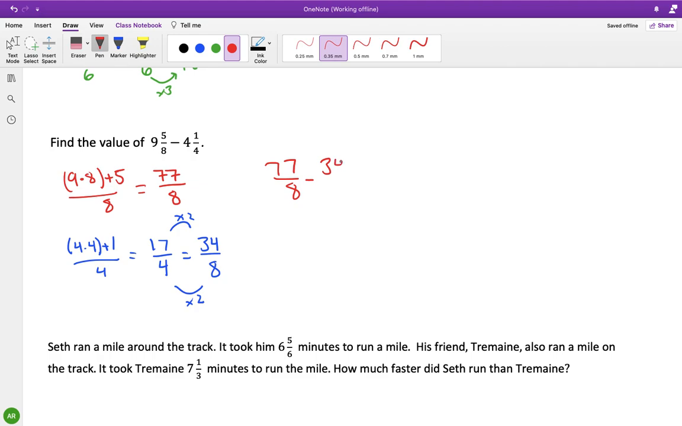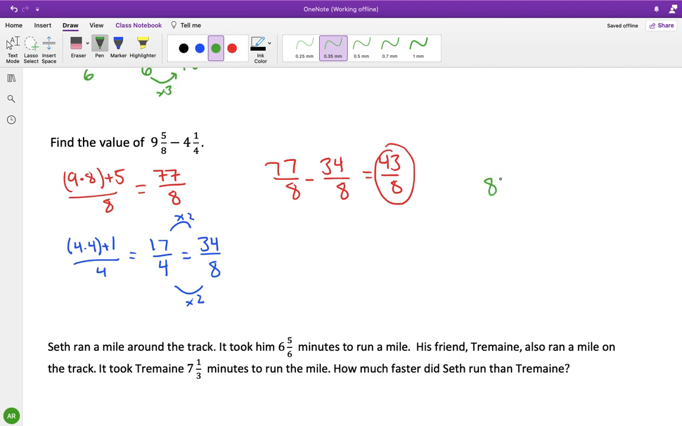Minus 34 eighths. Okay, so just like with addition, all we're going to do is look at the numerator, and we can do that because the denominator is the same. So 77 minus 34 equals 43 eighths. Now, depending on the application, that would be a perfectly fine answer. But once again, we're going to go ahead and simplify it. So let me restate that. We're not simplifying it, we're making it into a mixed number.